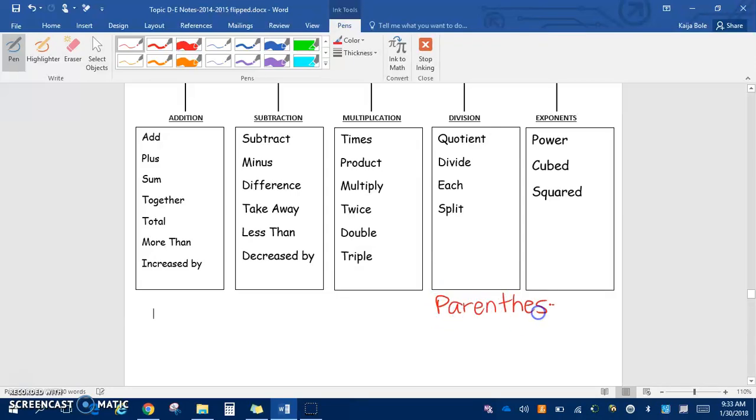We remember the words for parentheses that we used were sum, difference, and quantity of. Alright, so go ahead, pause the video, write all these down, and then come back and we will go on with our notes.